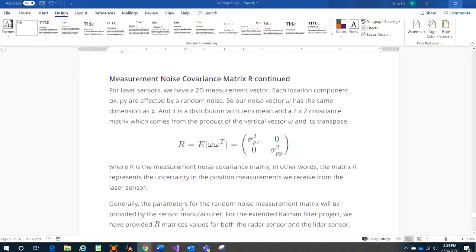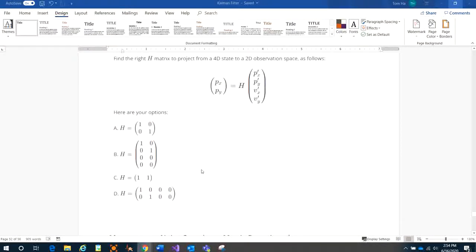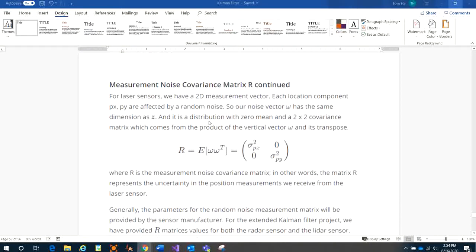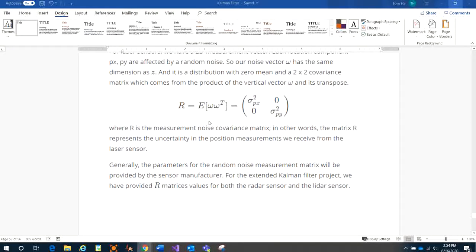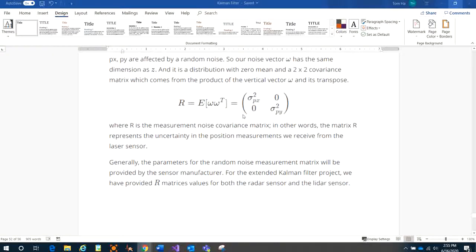And one more thing: in the measurement update phase, we have the measurement noise. The measurement noise has to be a 2 by 2 covariance matrix, because our noise vector has the same dimension as Z. The values here, sigma squared PX and sigma squared PY, you can get from the sensor manufacturer. You can go to the brochure or the manufacturer to get these values and plug them in. That's the uncertainty of the equipment.